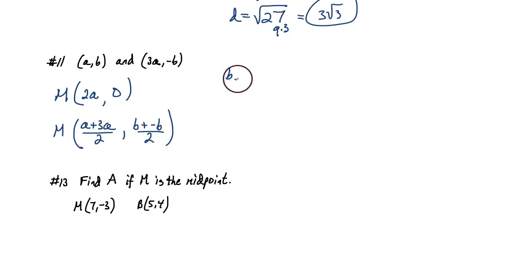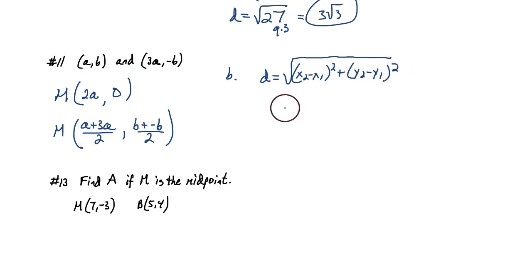Now for question B, we want to get the distance between these numbers. So distance equals square root x2 minus x1 squared plus y2 minus y1 squared. Let's make our substitutions. The second x-coordinate is 3a. The first x-coordinate is a.